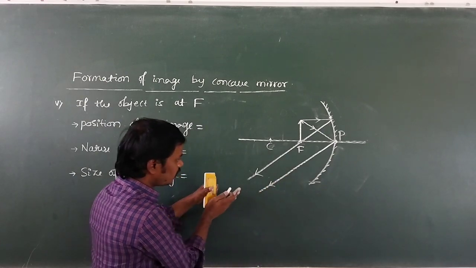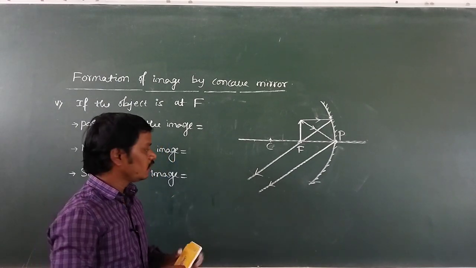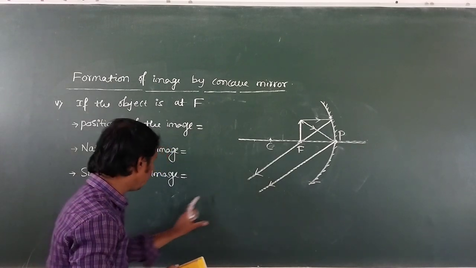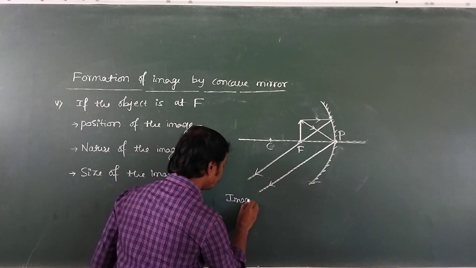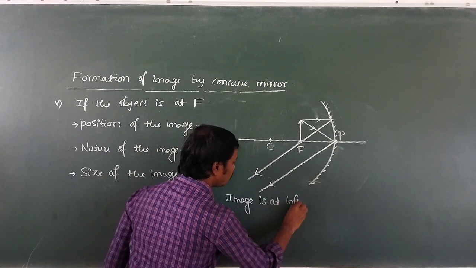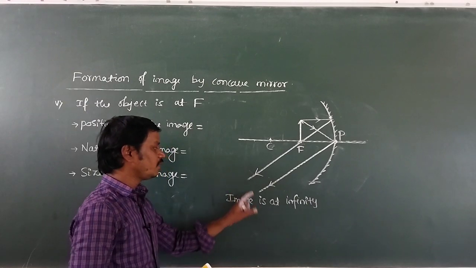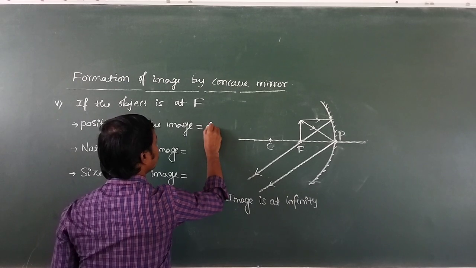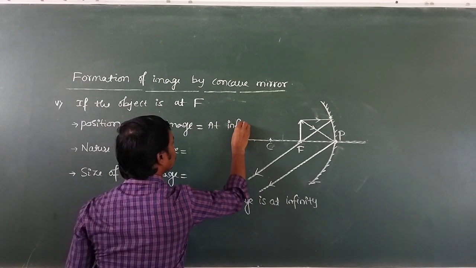And here these rays will not meet, which means these reflected rays are parallel. If these reflected rays are parallel, then where will its image be formed? Its image will be formed at infinity. One thing to remember: if the reflected rays are parallel after the reflection, then the image will be formed at infinity. So what is the position of the image? It is at infinity.